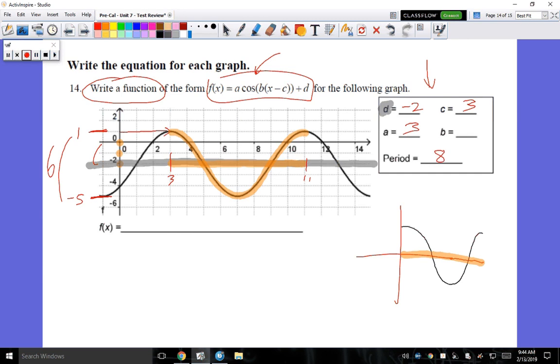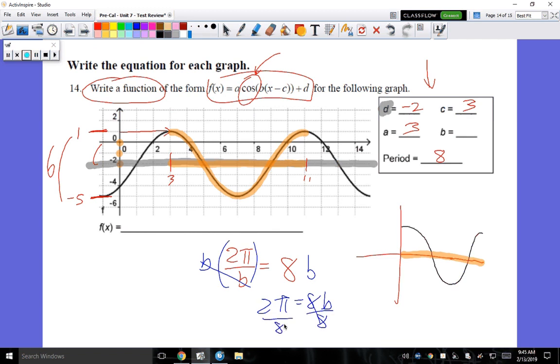It is cosine yet again, so it's 2 pi over b is equal to the new period of 8. So if I solve backwards and multiply both sides by b, and then divide both sides by 8, I'm going to see that this will reduce to 1/4, which is pi over 4. So pi over 4 is going to be that b value, if you will. Okay? So we have a period of 8 and a b value solved of pi over 4.